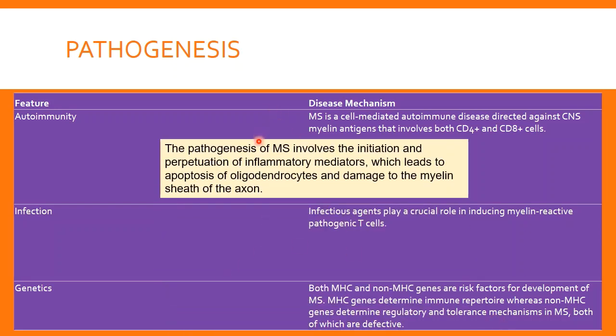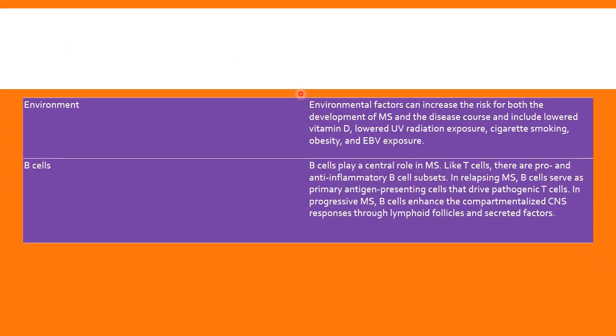It must be noted that the pathogenesis of multiple sclerosis involves the characteristic initiation and perpetuation of the inflammatory mediators, which leads to the characteristic apoptosis of the oligodendrocytes and damage to the myelin sheath of the axons. Right? Now coming to the environmental role, environmental factors can increase the risk of developing multiple sclerosis and also influence the disease course. Environmental factors like lowered vitamin D levels, lowered UV radiation exposure, cigarette smoking, obesity, and Epstein-Barr virus exposure have been implicated.